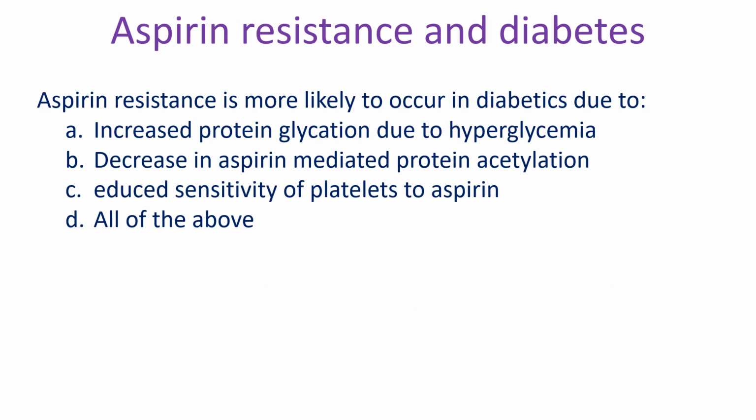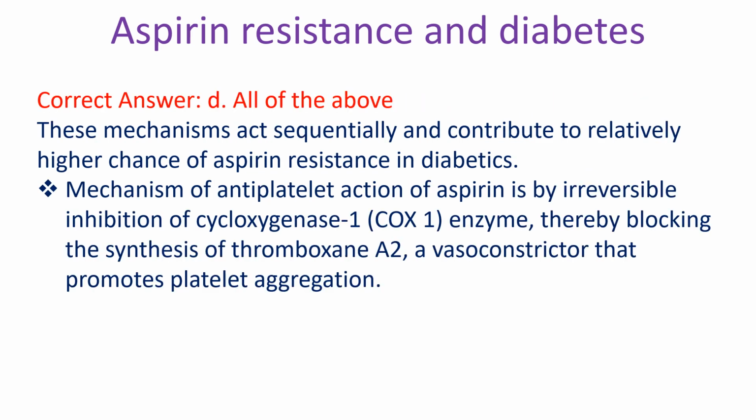Aspirin resistance is more likely to occur in diabetics due to A. Increased protein glycation due to hyperglycemia, B. Decrease in aspirin-mediated protein acetylation, C. Reduced sensitivity of platelets to aspirin, D. All of the above. Correct answer D. All of the above. These mechanisms act sequentially and contribute to a relatively higher chance of aspirin resistance in diabetics.